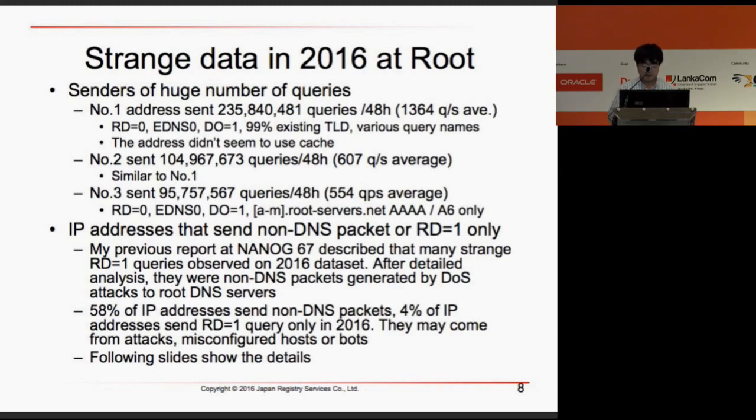My previous report at NANOG 67 describes that many strange RD set queries were observed in the 2016 data. After detailed analysis, they were non-DNS packets generated by DoS attacks to root DNS servers. 58% of IP addresses sent non-DNS packets, and 4% of IP addresses sent RD1 queries only in the 2016 dataset. They may come from attacks, misconfigured hosts, and or bots.